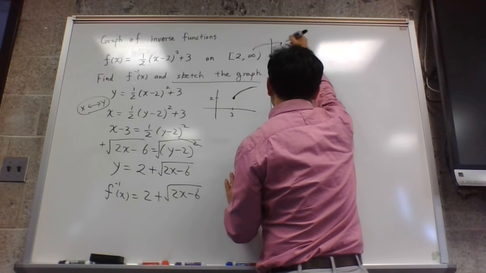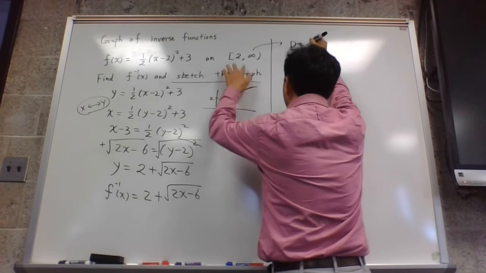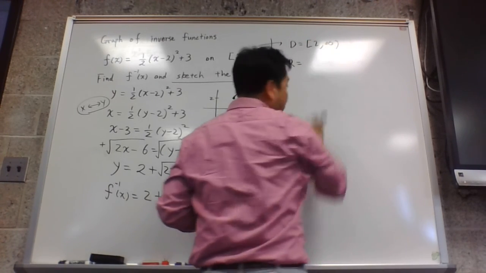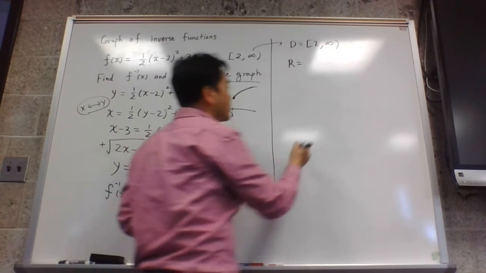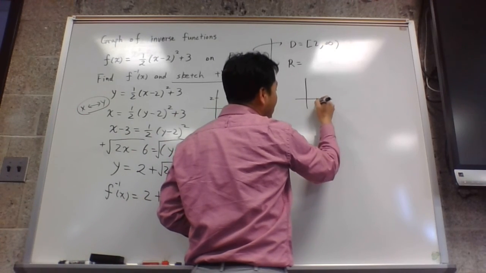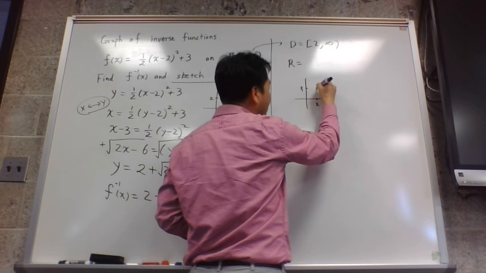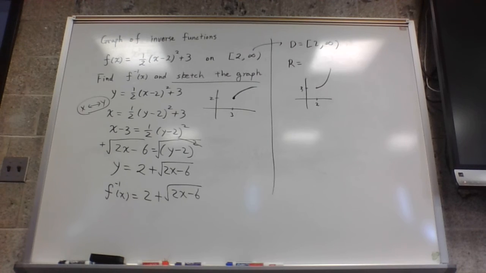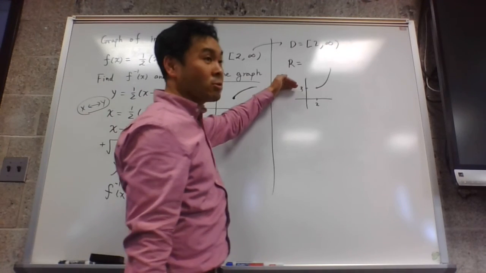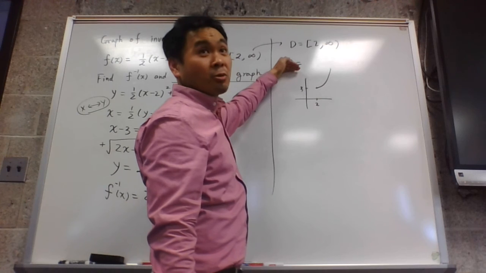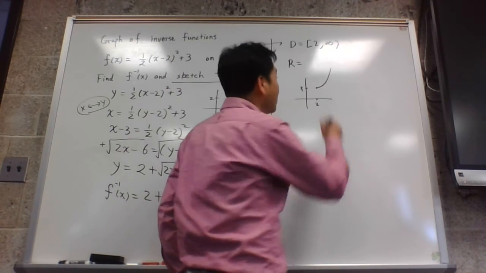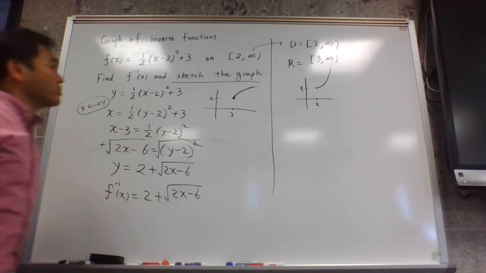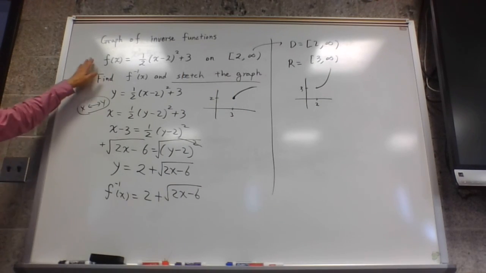What's the domain and range of the original function? Domain, as written here, is 2 to infinity. What would be the range? To answer that, you have to go back to the graph. That's the graph, right? So what's the lowest point of the graph? 3. 3 is the lowest. And it goes to infinity, right? So what's the range? 3 up to infinity. Okay, so those are the domain and range of the original function.